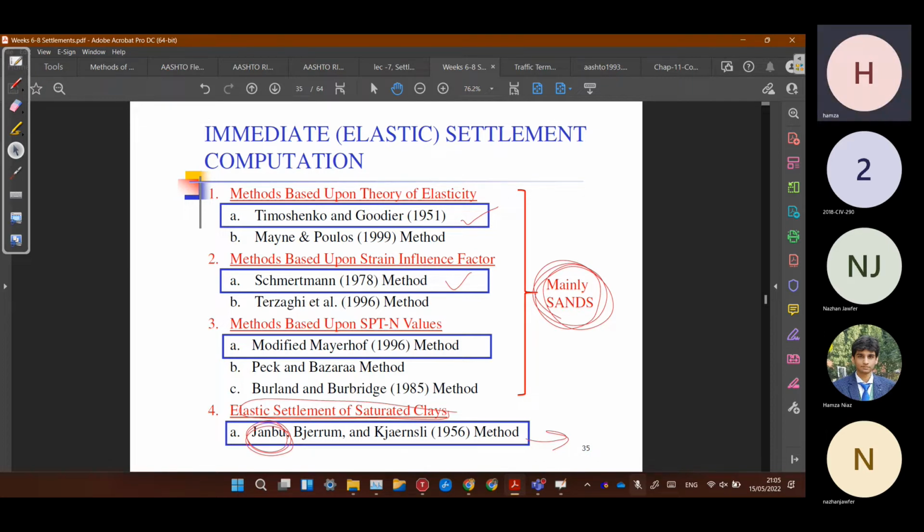So is this fine, that if the layer is sandy, then Schmertmann or Timoshenko, otherwise clay, we are going to use the Janbu method? Most probably the method chart would be given in the table in the paper, so we can only apply that chart.